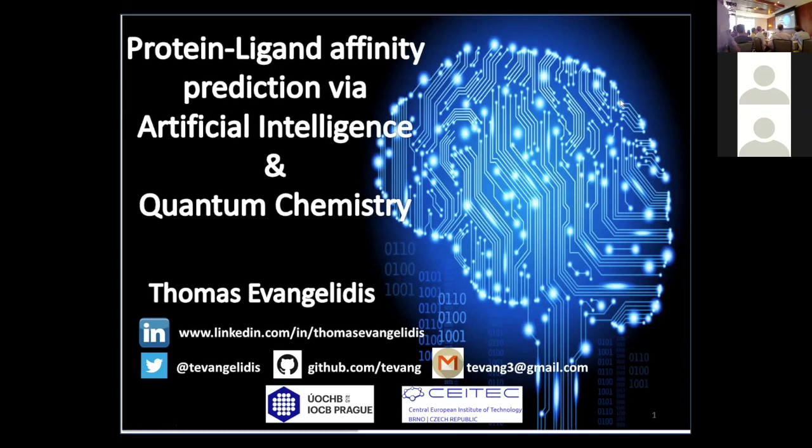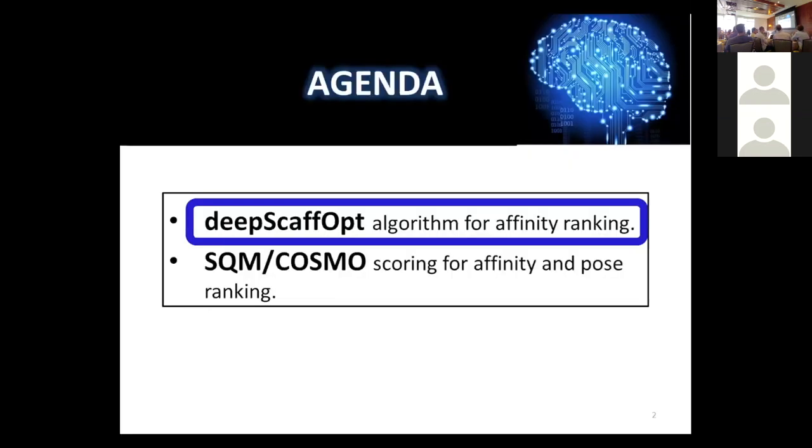I'm going to present you my algorithm for the first time in D3R challenge. And this presentation topic will be about application of artificial intelligence and quantum chemistry on binding affinity prediction. It will be divided in two parts. In the first part, I'm going to describe you my algorithm deepScaffOpt, which I developed myself, and it's suitable for affinity ranking. And on the second part, I'm going to describe you some recent attempts I did in the group that I joined last year to employ semi-empirical quantum mechanical methods to score for affinity and pose ranking.